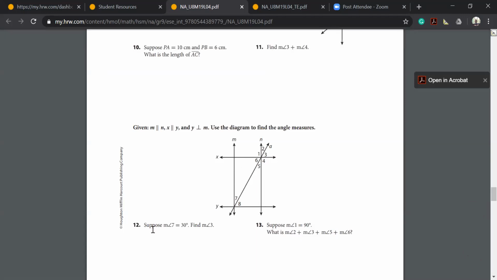So anyway, question 12. Suppose that measure angle 7 is 30 degrees. Find measure angle 3. Yesterday, we had a question similar to this, I think in question 7. And some of you just wrote the answer that measure whatever is equal to whatever degree. This is not acceptable, of course. You have to tell me, how did you find it?